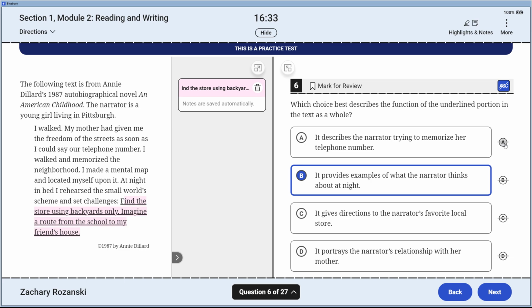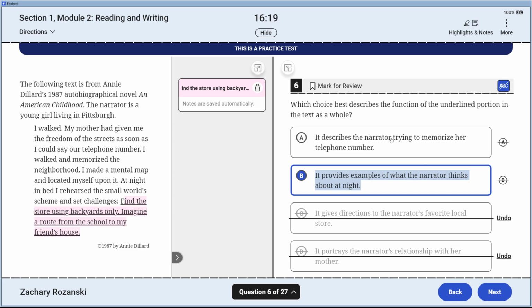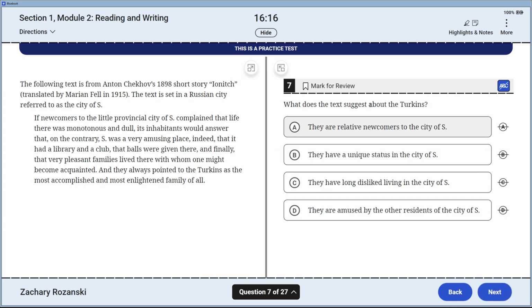It describes the narrator trying to memorize. I don't think she's trying to memorize her telephone number in this moment. When I read 6, it provides an example. Sure, it gives the directions. This does not do that. It describes the narrator trying to... No, they're at night rehearsing and doing something. B is the right answer. Pick it and move on.